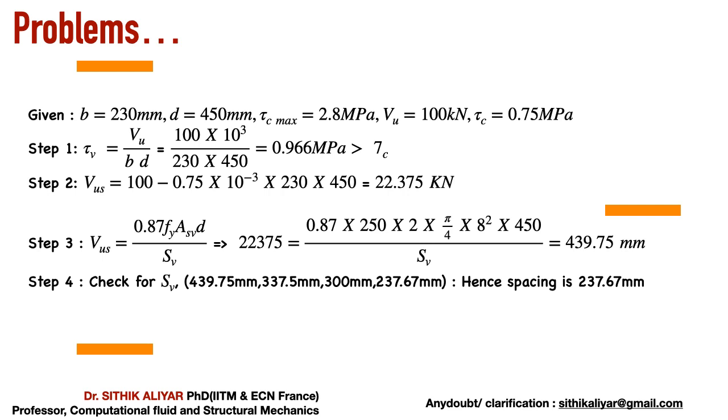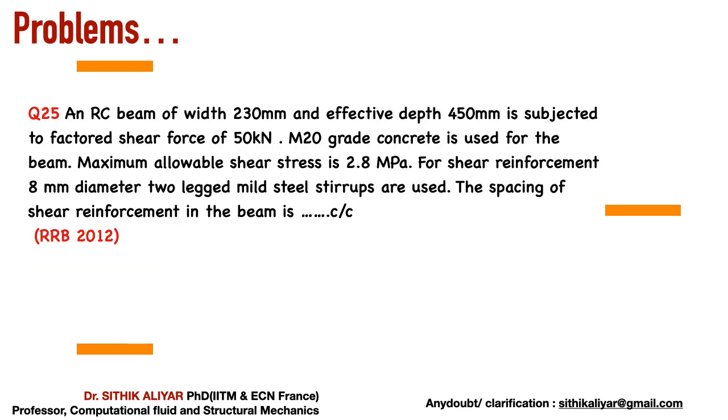That's good, but I hope you remember you cannot use 439, right? They are asking for the spacing of the extra reinforcement, and it cannot be 439 mm. It's not allowed as per IS 456. See this first value, step 4, 439 you calculated now. 337.5 is nothing but 0.75 D: 0.75 into 450 will give you 337.5. And SV cannot be greater than 300 mm. This 237.67 is nothing but the spacing from the previous case.